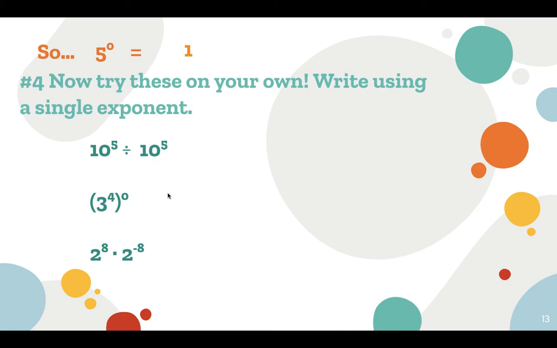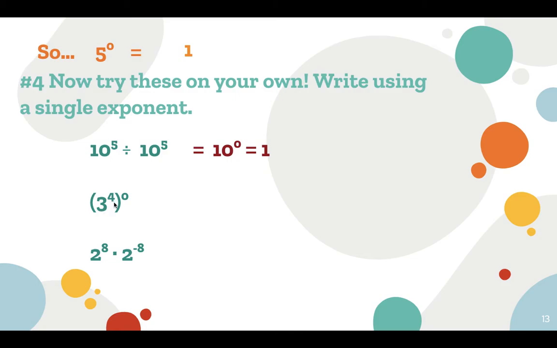All right, let's go over our answers. So be careful when you're looking at these with what operation you're doing. This is a division problem. So when we are dividing, we have to subtract our exponents. So we'll keep our base, but subtract our exponents. 5 minus 5 is 0. So 10 to the 0 power, which is equal to 1.